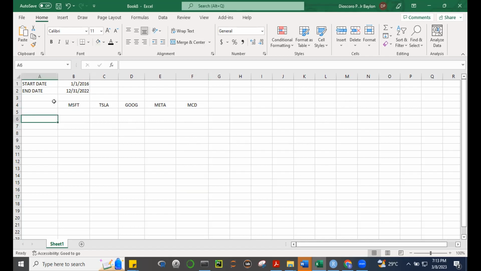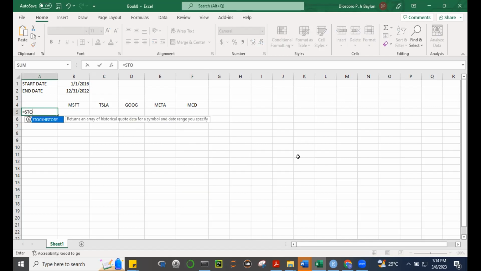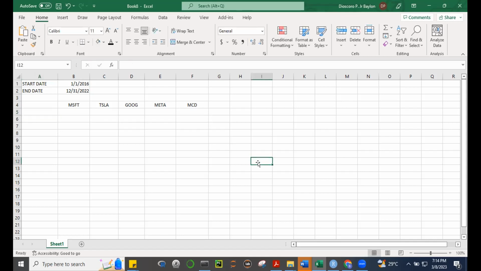Okay. So if your Excel is updated, you can now type equals STOCKHISTORY. There is a function called STOCKHISTORY, and it returns an array of historical data for a symbol and date range you specify. So you can actually download stock prices using Excel. It used to be possible before, then it got lost for a while, and then recently I was surprised that Excel brought it back. So the interface with Yahoo was established again.